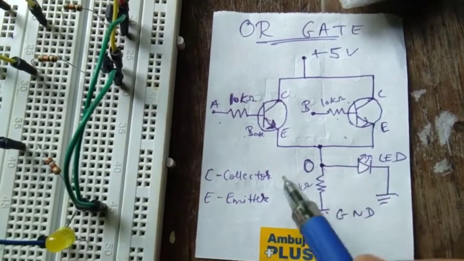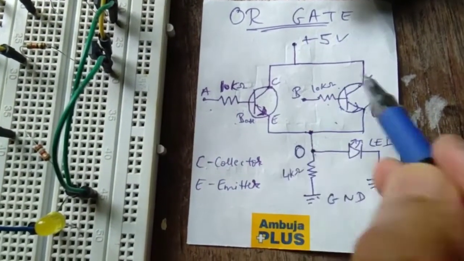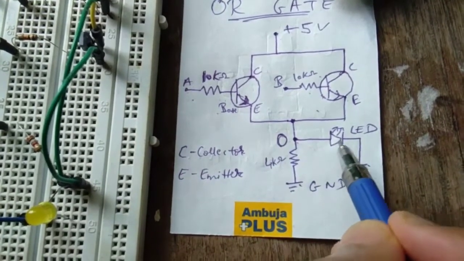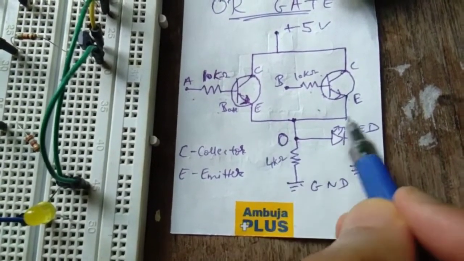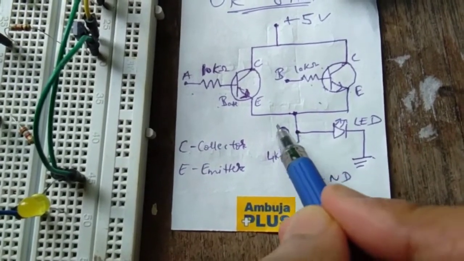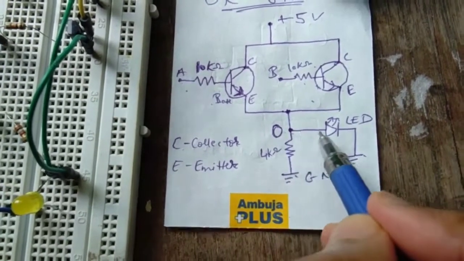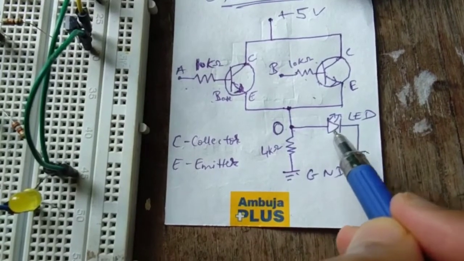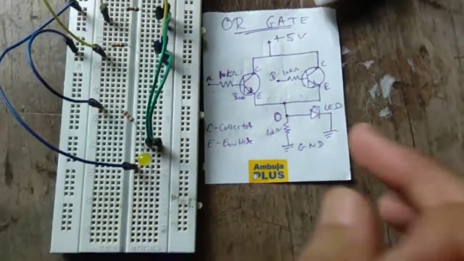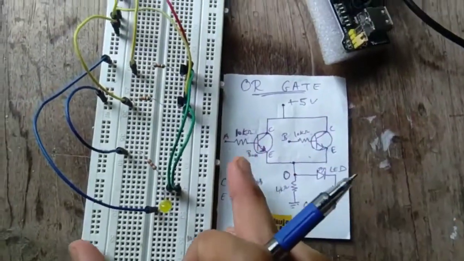Now to see the output of the logic using the transistors, I have connected an LED at the junction where both the emitters meet. I have named this terminal as output O, through which I have connected an LED, and finally this LED is connected to the ground. Now let me explain this whole circuit on the breadboard.